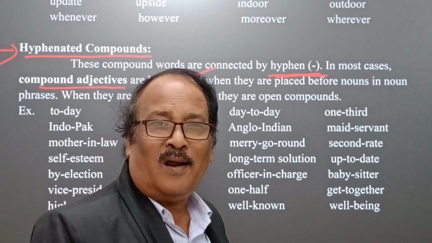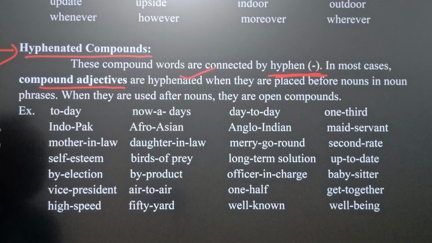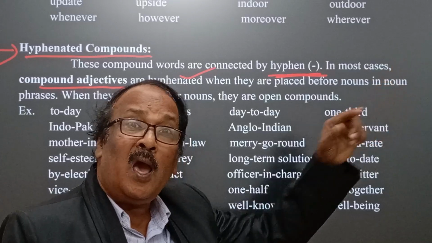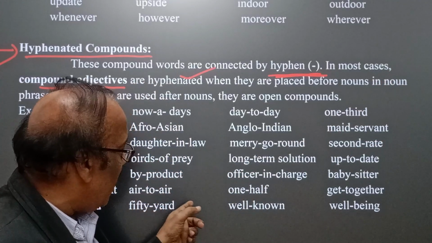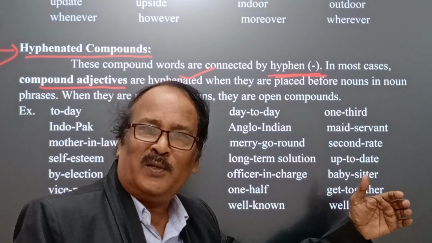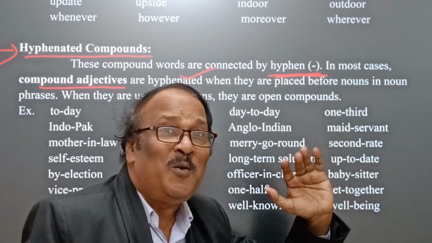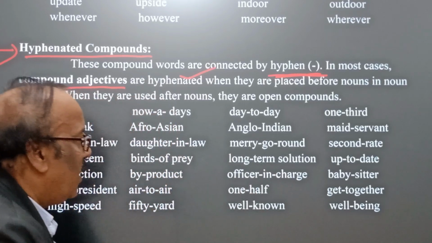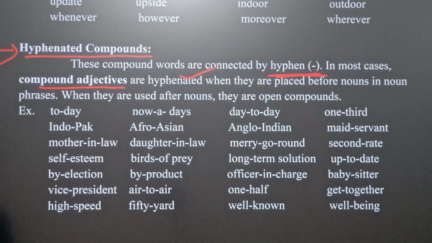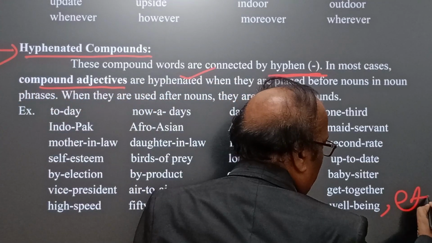Up-to-date. This is up-to-date news, and here we find by-election, byproduct, officer-in-charge, babysitter, vice-president, air-to-air attack. Here we find air-to-air. Get-together. Have you enjoyed the get-together last evening? Get-together. Try to use these words in sentences. High-speed, 50-yard, well-known, well-being, etc.